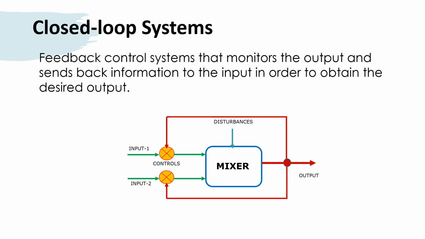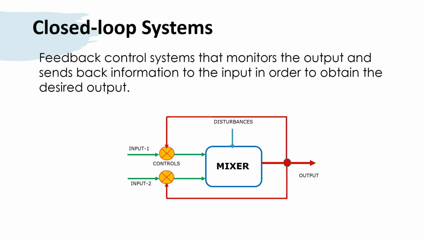The closed-loop systems are feedback control systems that monitor the output and send back information to the input to obtain the desired output. We present the same product mixing system as that in the open-loop system. The major differences are the two feedback lines that automatically send signals to the controllers. This closed-loop system is shown in the figure below.